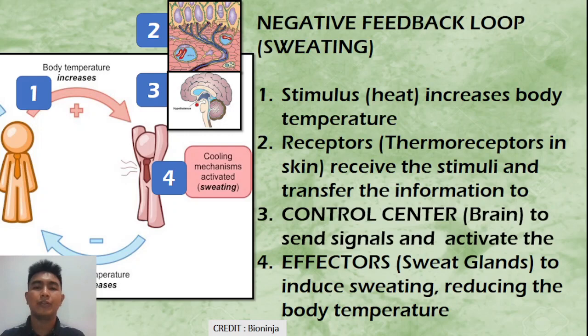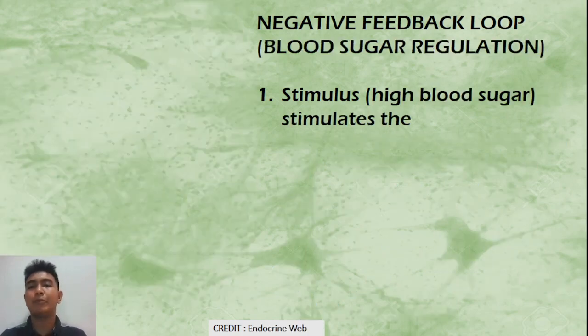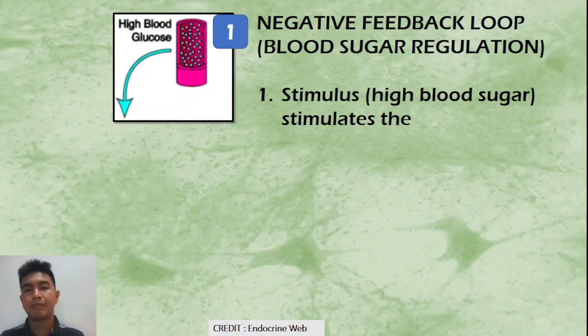Alright? So if you're thinking that you're sweating automatically because of the heat, actually there's more to that. There is a process in which the signal is sent to the brain first before sweating. Now, another example would be blood sugar regulation.